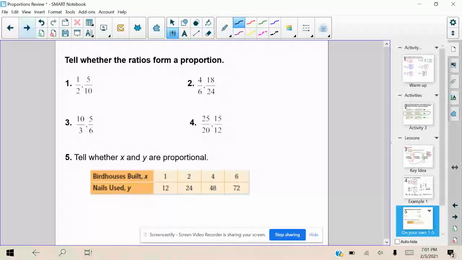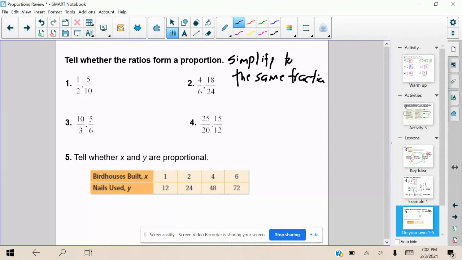All right, with this, I'm going to ask that you try out 1, 2, 3, and 4, and we're going to come back and talk about 5. So please try out 1, 2, 3, and 4. Tell whether the ratios form a proportion. Are those ratios proportional? Can you simplify to the same fraction? Remember, we want to simplify to the same fraction. All right, so without further ado, try it out and resume when you're ready to listen to my voice.